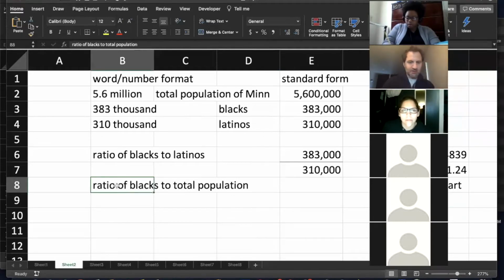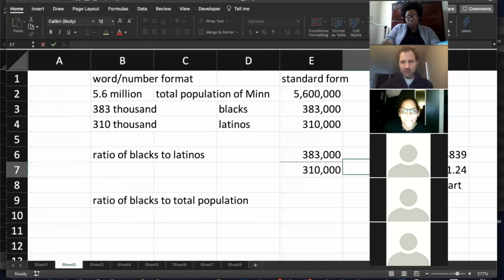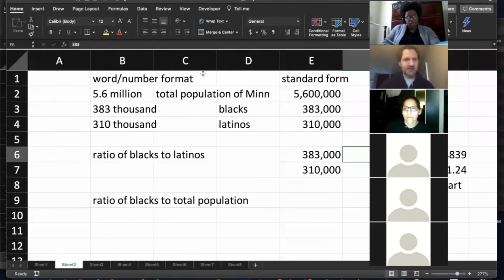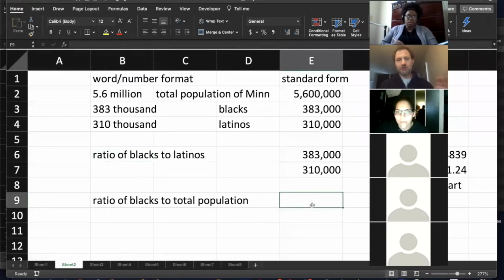Okay, now the second one is the one where, by the way, you would get away with it if you just did 383 divided by 310, because of course that's the same thing. I just crossed off the zeros and it's the same ratio. But that's because both of these numbers happen to be in the same unit, which was thousands of people. But this one, it really makes a difference. If you don't pay attention to the thousands and the millions, you're going to get it wrong.